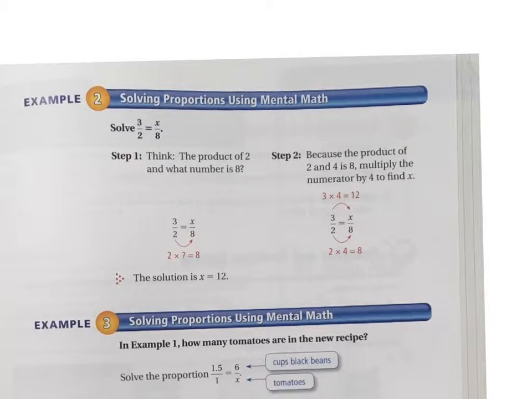That's example 1. Now we're doing example 2, which is solving proportions using mental math. So it's just going to do the mental math here. So if 2 times 4 is equal to 8, 3 times 4 should be equal to 12. How did they come up with the 12? Think, the product of 2 and what number is 8? I see. And so because the product of 2 times 4 is 8, the numerator of 4 should be replaced with the x. I see. So that's pretty cool. That's a nice way to think about that.